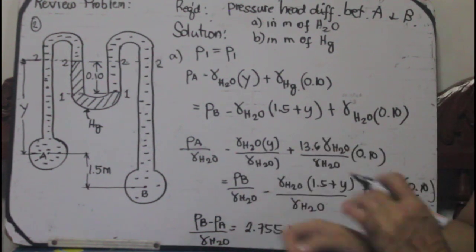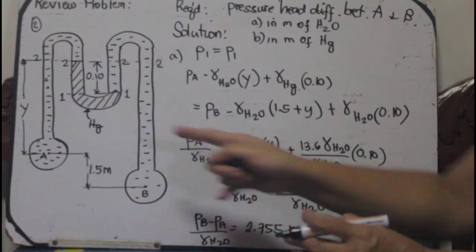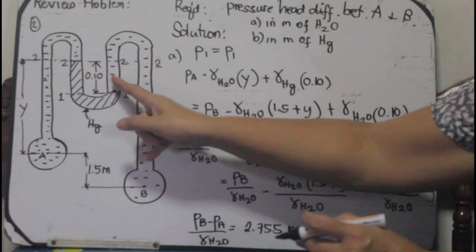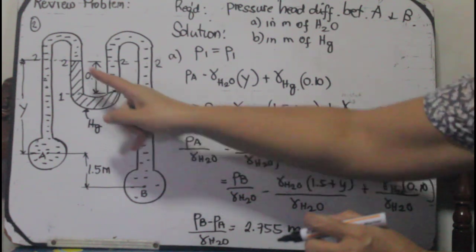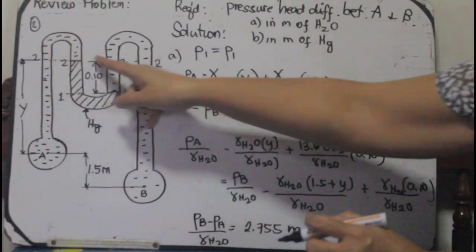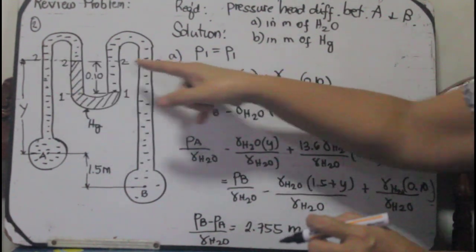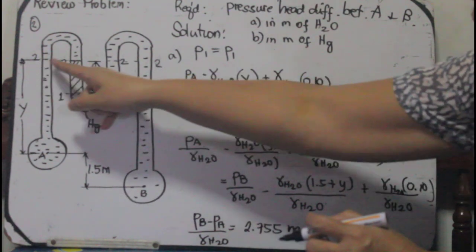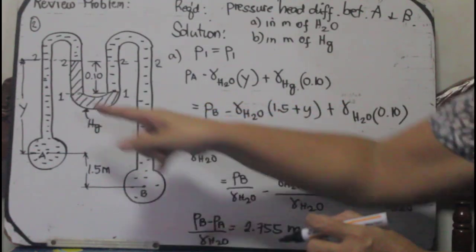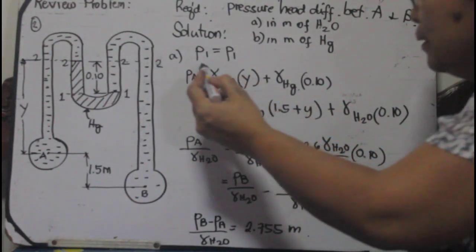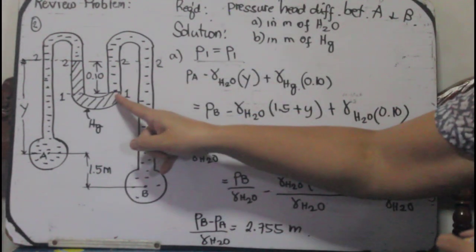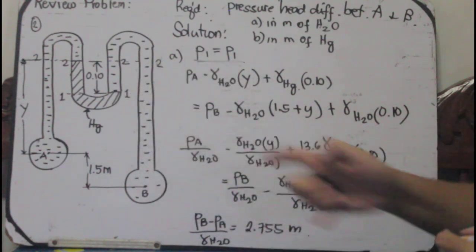Applying the principles of hydrostatic pressure, nilagyan natin ng numbers. Yung interface between water and mercury, this is 0.1. This is an interface between water and mercury, 0.2. Pero sabi nga, along in a horizontal plane, the pressure is the same. So, 2, 2, 2, naka-horizontal yan, pare-parehas ang pressure. 1, 1, magkaparehas ng pressure yan. Then, kuhanin natin itong equation na to, that the pressure at point 1 is equal to the pressure at point 1 dito sa right side ng manometer.